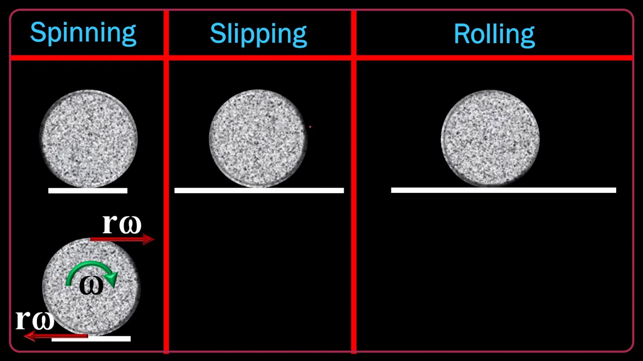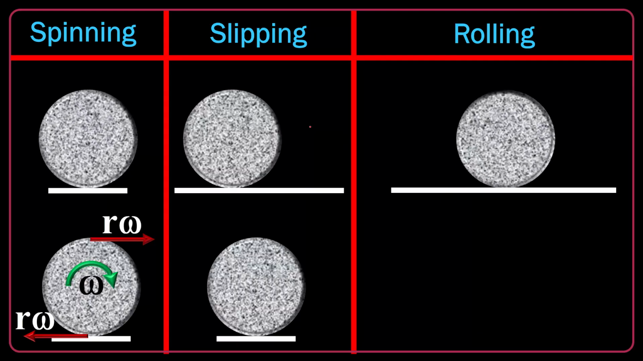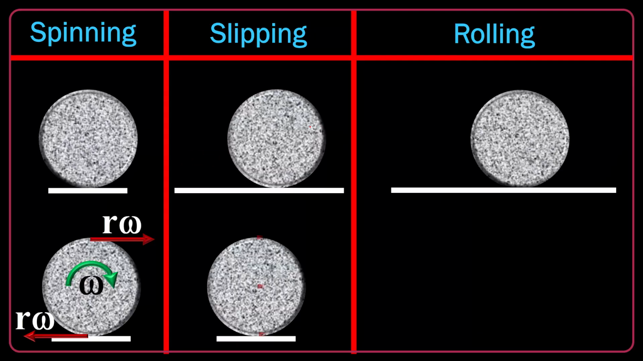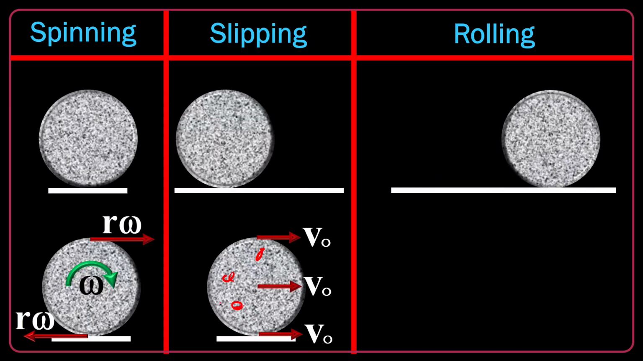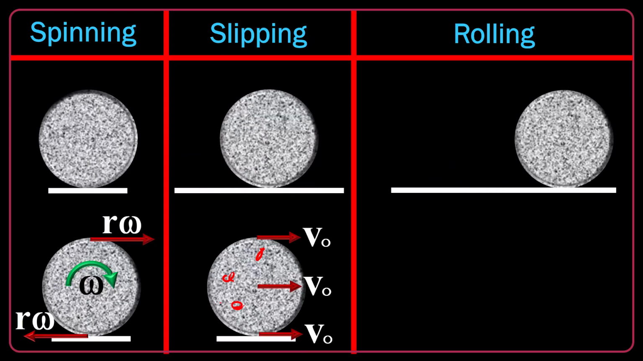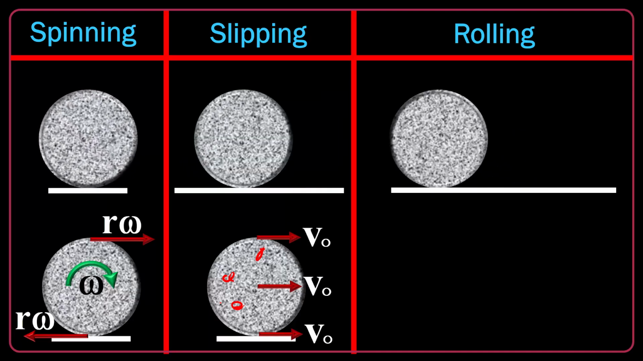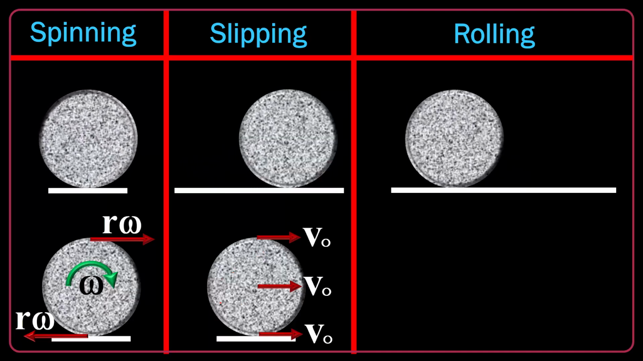The slipping case is very easy to understand. It doesn't have any rotation. So all points on the object, all points here, here, here, will have the same rightward velocity. For the rolling object, the case is a little bit different.